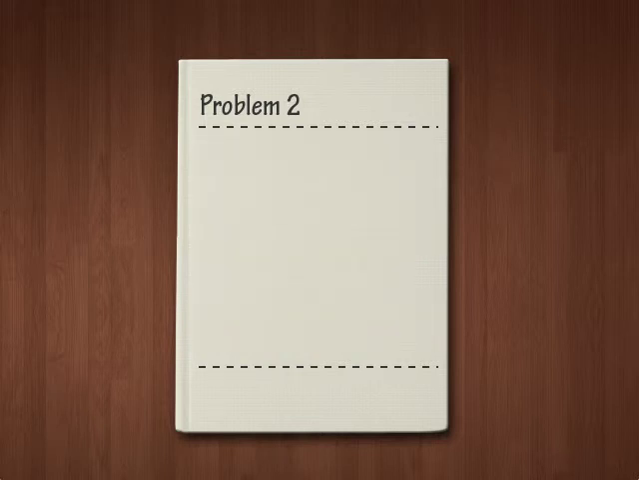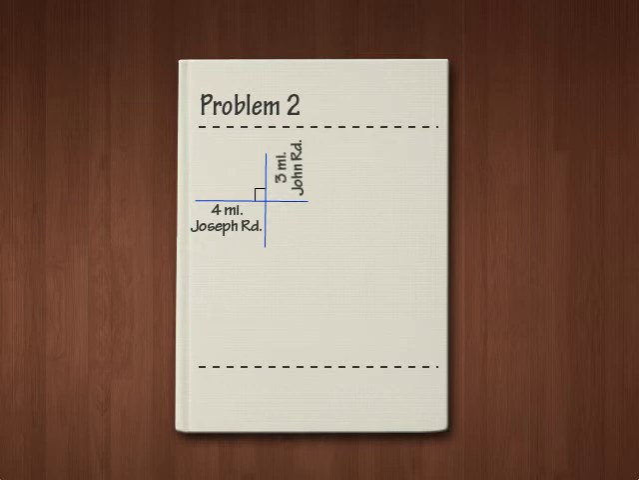Now let's sketch the figure that will represent our problem. It says that John and Joseph Road makes a perpendicular intersection, and the new road to be built intersects the two roads at 3 miles north of John and 4 miles west of Joseph. So forming a right triangle, the hypotenuse will represent the new road.